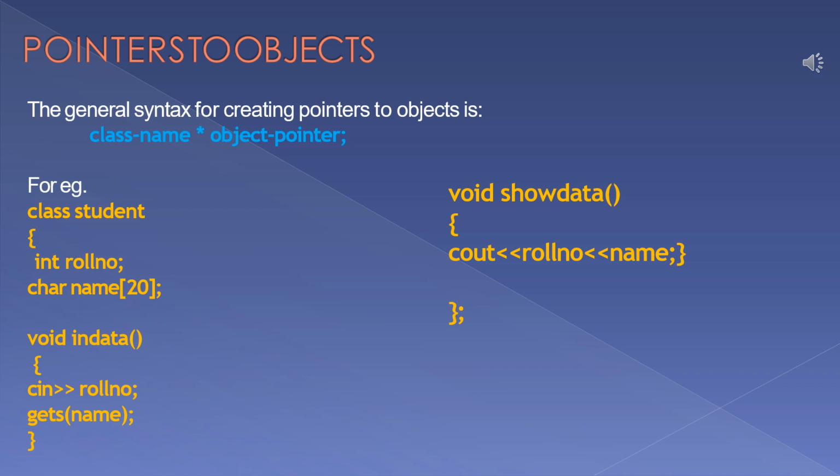Now how can you create pointers to objects? It is almost the same as structures. Instead of structure tag name, you have class name star pointer to object variable. Any pointer name you can give. So in this class student, you have name and roll number, and functions to read data, that is in data, and to display data you have show data. You're closing the class. All these are the same as how you usually create the class: define the class, members, and the member function.